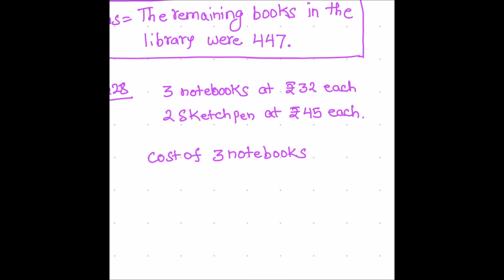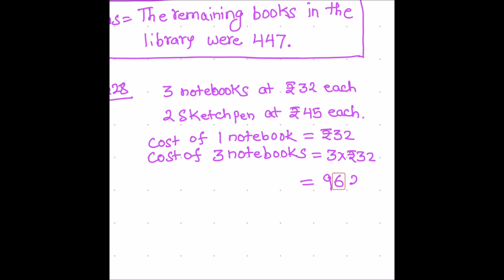32 rupees each, means one notebook is 32 rupees. So 3 notebooks will be cost of 1 notebook. Let's write it first, is rupees 32. So cost of 3 notebooks will be 3 times rupees 32. So let's multiply 3 and 32. 3 times 2 is 6. 3 times 3 is 9. So that's 96 rupees. This is for notebooks.